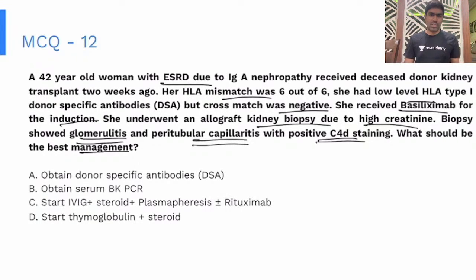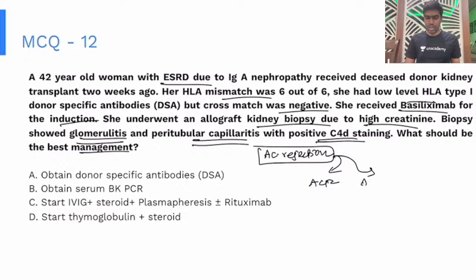And what is the right answer for this? Here you are basically suggesting an acute rejection. The findings are very much suggestive of acute rejection. There are two types of rejection. One is acute cellular rejection, and the second is acute antibody mediated rejection. In cellular rejection, you're going to see only peritubular capillaritis plus or minus glomerulitis. But the moment you see C4D staining, it is almost always equivalent to antibody mediated rejection.